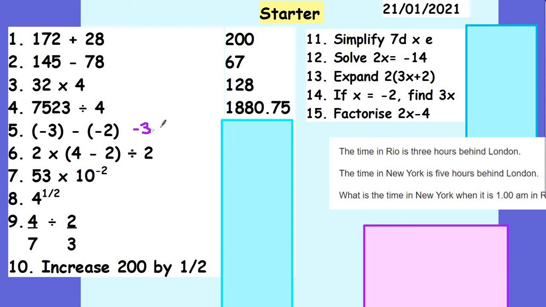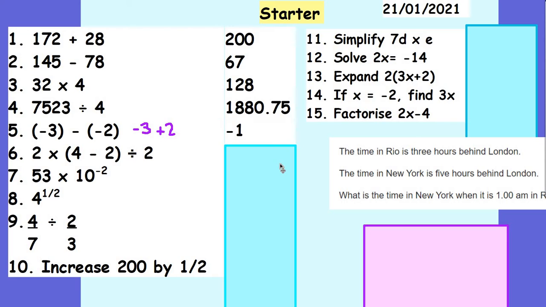a positive. So I've now got -3 plus 2, and -3 plus 2 will give you -1. For the next one, we need to apply BIDMAS, so I need to do my bracket first. 4 subtract 2 gives me 2. I then know that multiplication and division are at the same level in order. So once I've got 2, I then need to do the calculation in order. So 2 times 2 gives me 4, and 4 divided by 2 will give me 2.